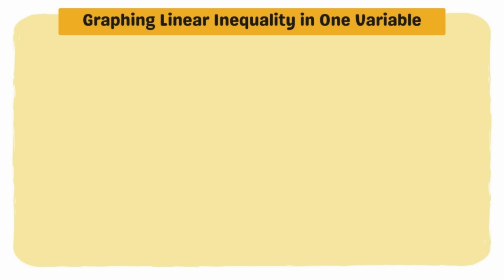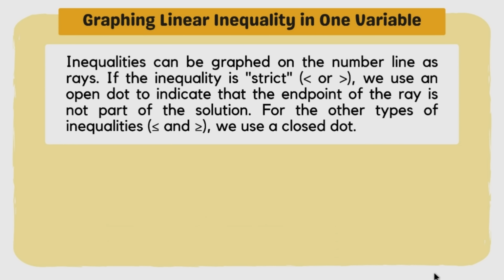Okay, now let's go to graphing linear inequality in one variable. Inequalities can be graphed on the number line as rays. If the inequality is strict, or yung mga symbol natin less than or greater than, ang tawag po natin dyan ay strict inequalities. We use an open dot to indicate that the endpoint of the ray is not part of the solution. Makikita po natin yan later on sa example. For the other types of inequalities, like for example less than or equal to or greater than or equal to, sometimes they call this slack inequalities. We use a closed dot. Again, makikita po natin sa examples later on.